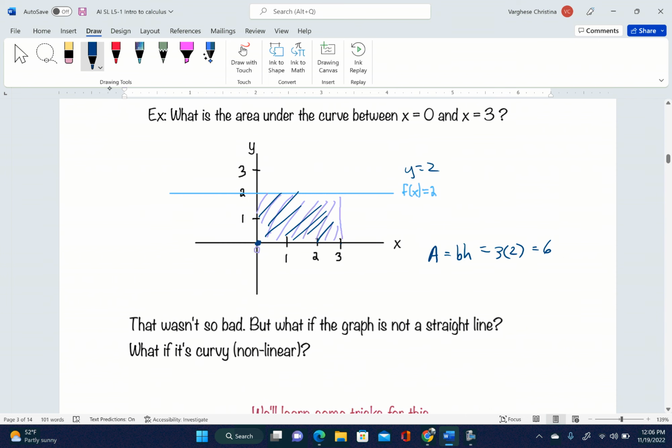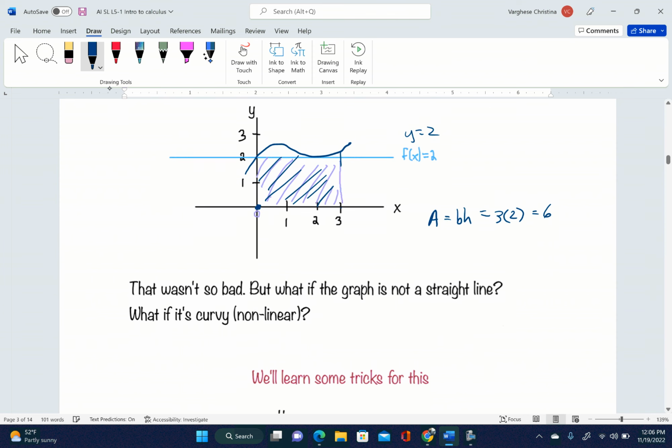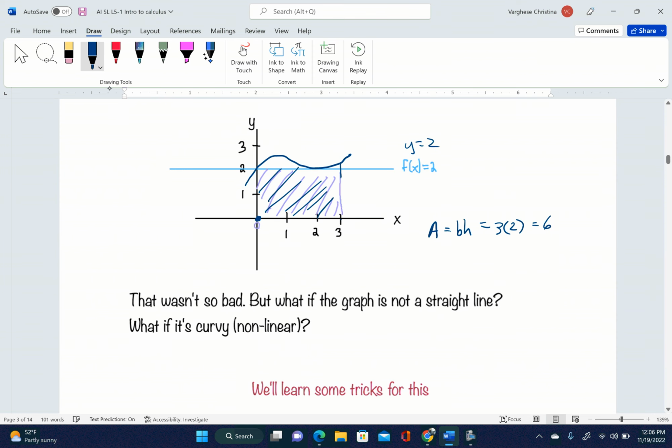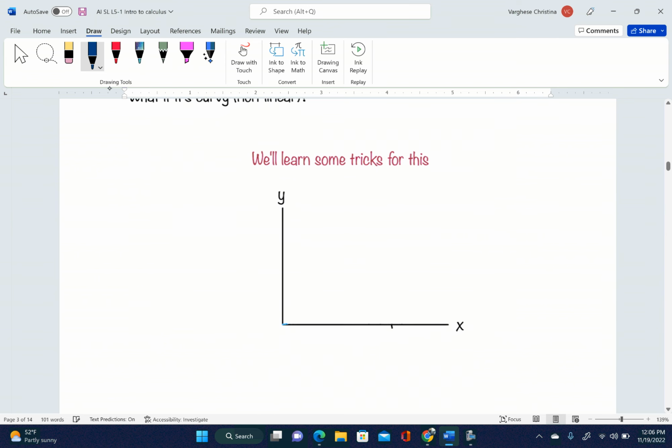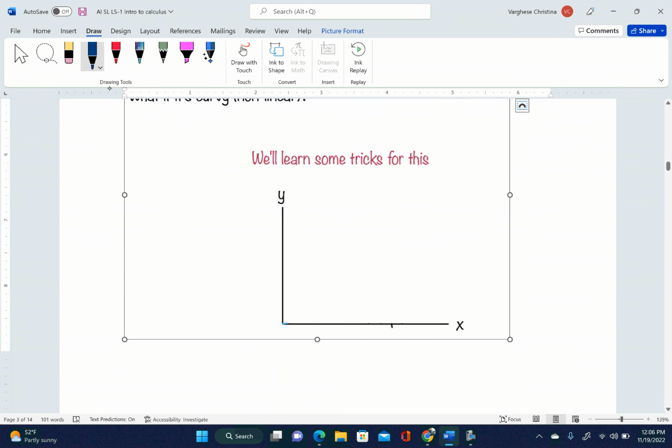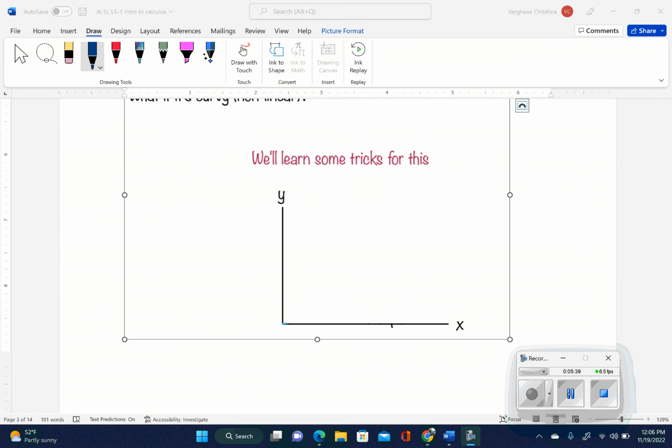Okay, not so bad. But what if you don't have a straight line here? What if you have something that's like a curve? How do you find the area under that curve? That's what we're going to be doing. And there's definitely some tricks for that that we're going to learn. So it's actually not as hard as it might seem. But I'm going to ask you to go ahead and just take some notes, and we're going to go ahead and process this.